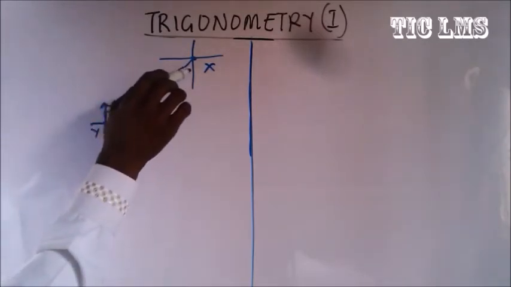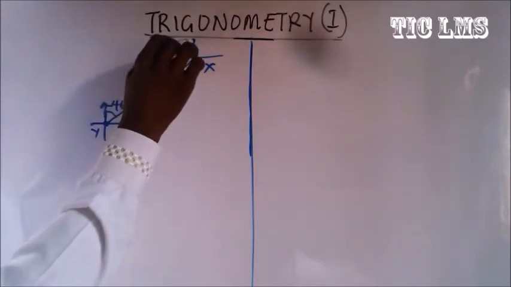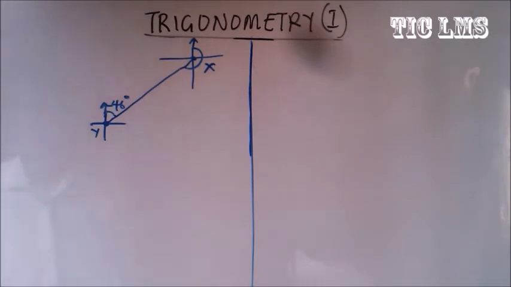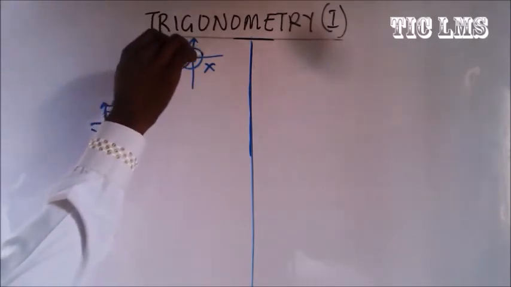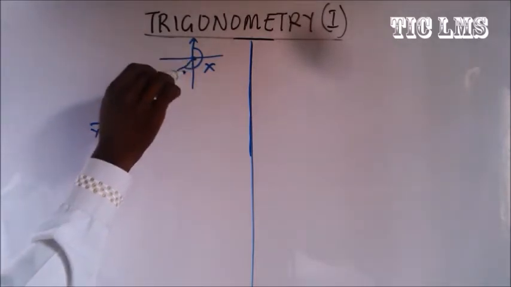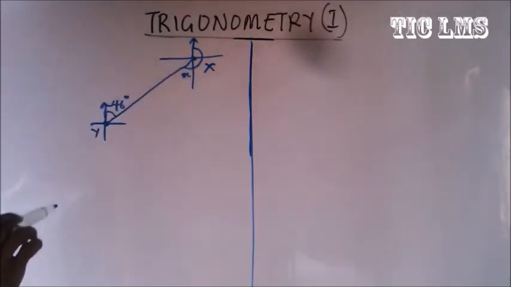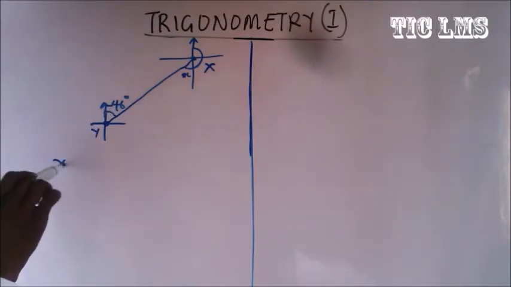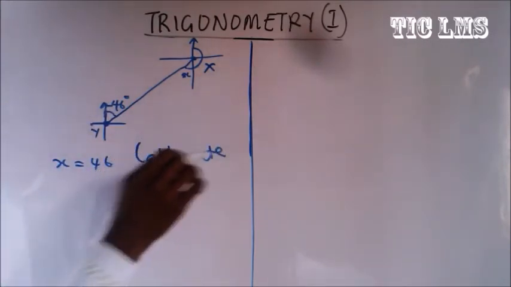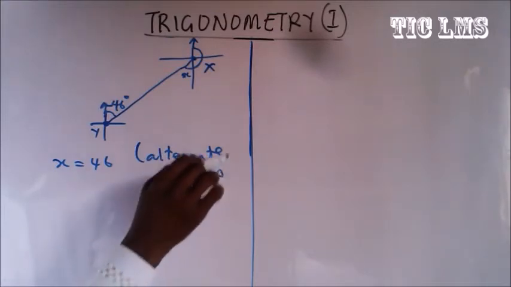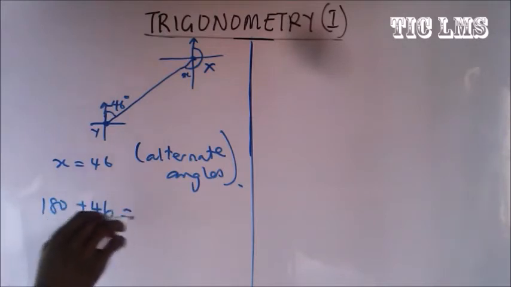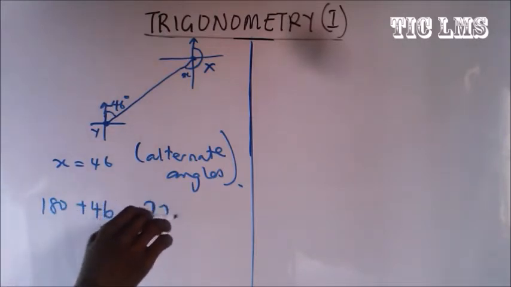We have to find the bearing of y from x, which goes from north over to this place. From here to this place, we have 90. To this place gives 180. Then 180 plus the angle that is here. 46 equals x. Why? They are called alternate angles. So with that, we now have 180 plus 46, and that gives 226 degrees.